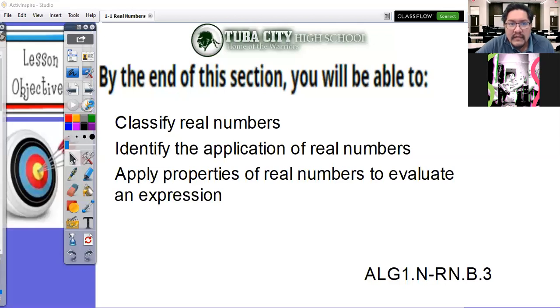So I got our objectives here. What we're going to do today is classify real numbers and identify the application of real numbers. And lastly, apply the properties of real numbers to evaluate an expression.